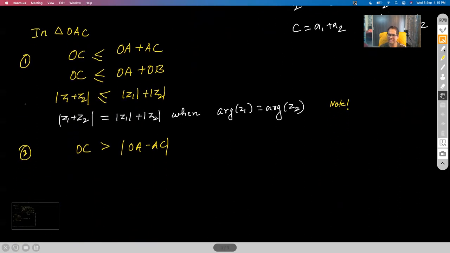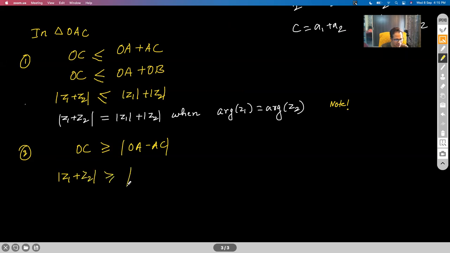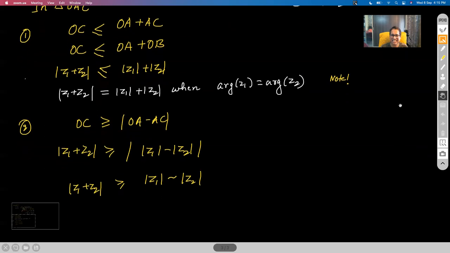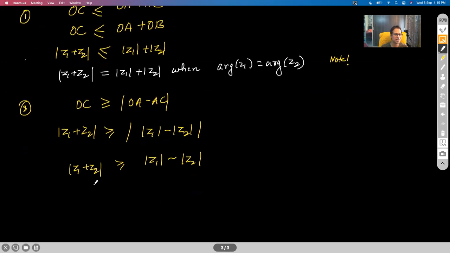So here, can I say the third side will always be greater than or equal to the difference of the other two sides? That means mod of Z1 plus Z2 will always be greater than or equal to mod of Z1 minus mod of Z2, modulus. Many times we write it as mod Z1 tilde symbol mod Z2. The tilde symbol just signifies the difference; it takes the absolute difference between the two quantities. So note this down. This is your second triangle inequality, which is very, very important and asked in competitive exams.